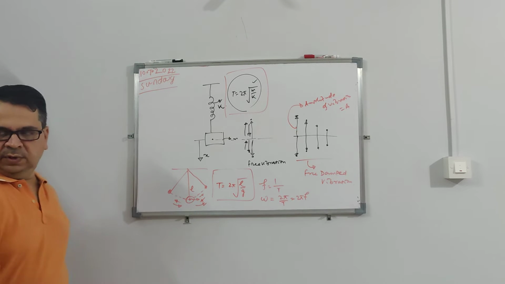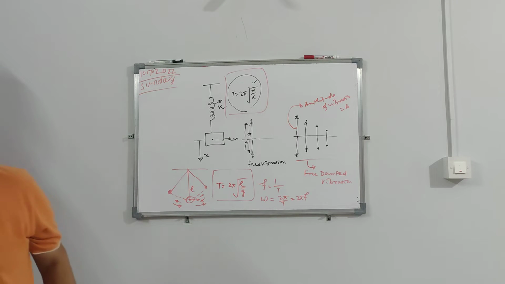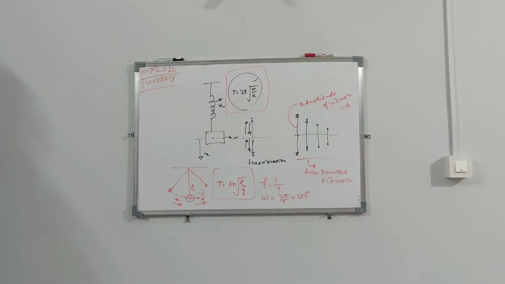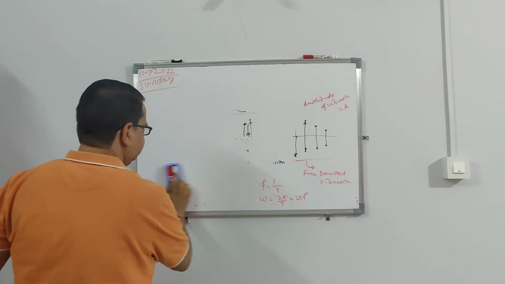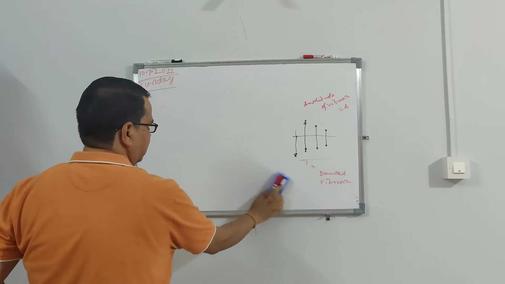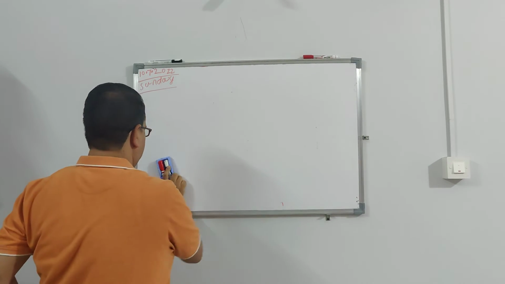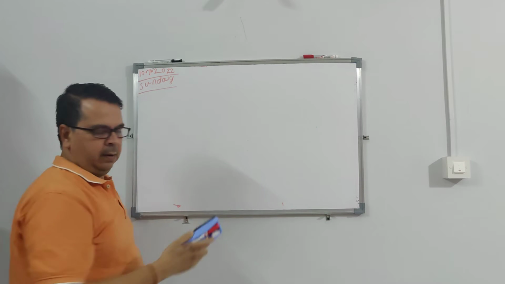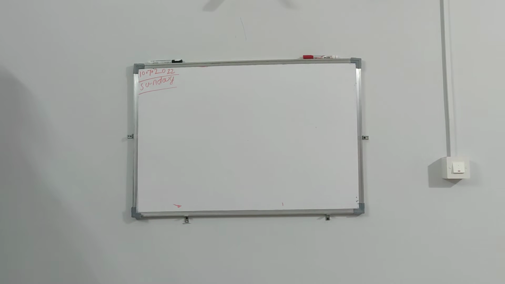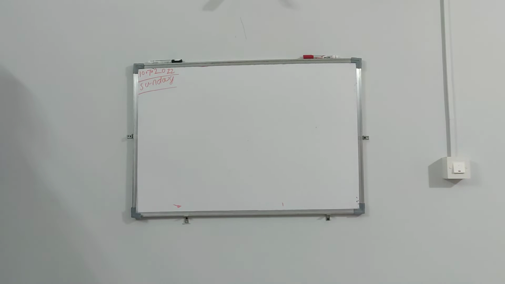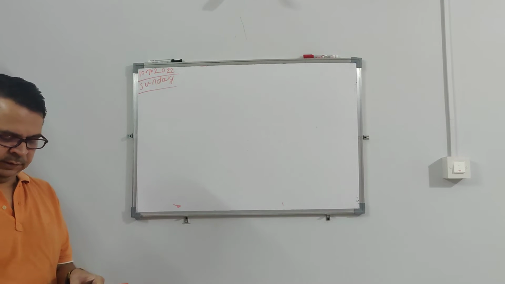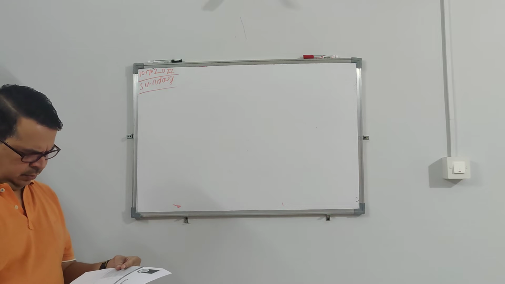You can take a picture of it, then we will write down some formulas related to simple harmonic motion. T is equal to 2 pi square root of m by k.